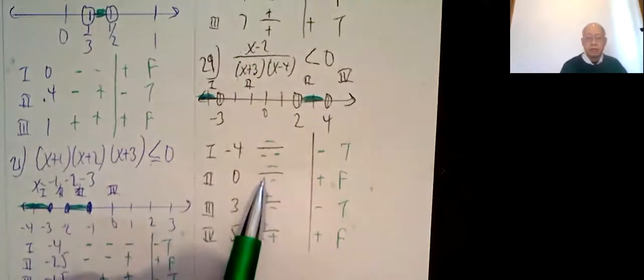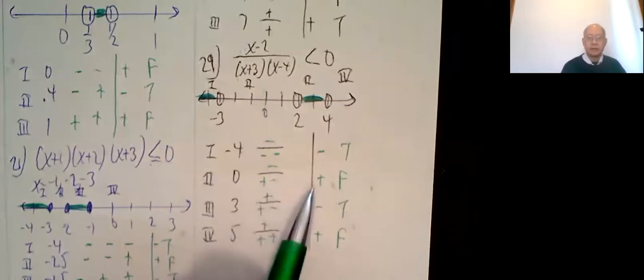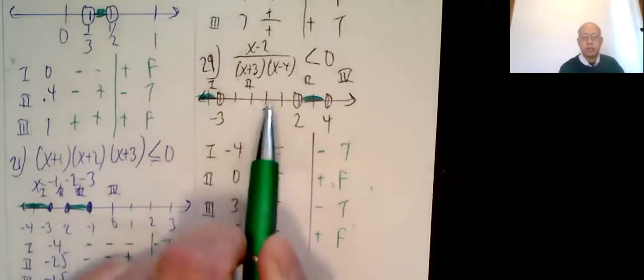Okay, 0. 0 minus 2, negative. 0 plus 3, positive. 0 minus 4, negative. 2 negatives makes a positive. Positive less than 0? No, that's false. Don't shade in region 2.